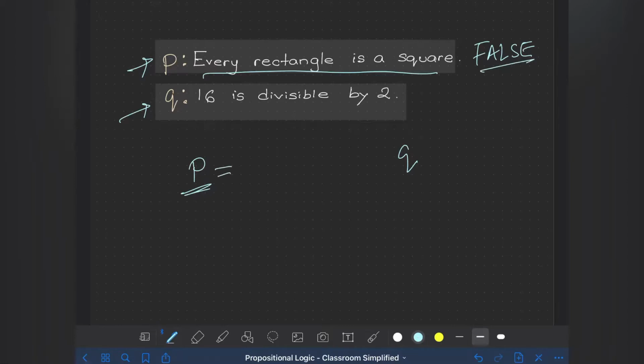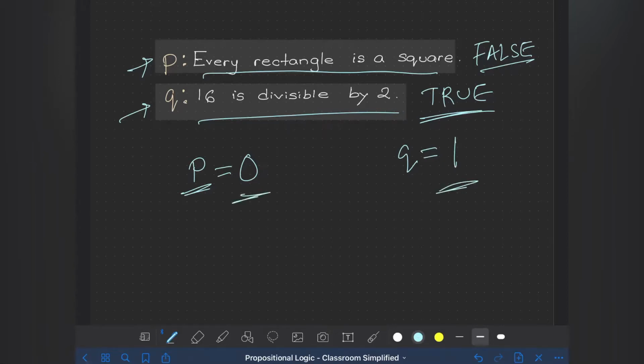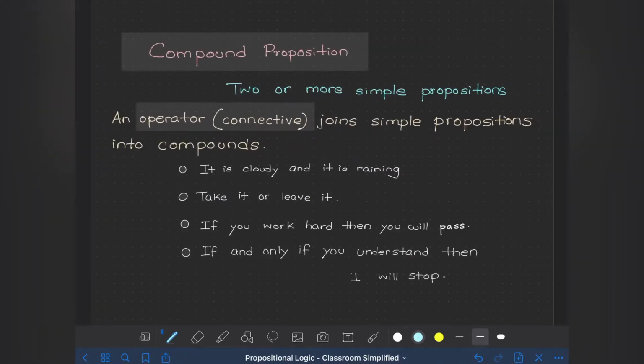So the truth value of p will be termed as 0. Similarly, if I say that 16 is divisible by 2, this statement is of course true, because 16 is divisible by 2, and the truth value of q will be termed as 1. So any value which is true can be termed as 1, and any value which is false can be termed as 0 for that respective propositional variable. Okay, let us see more. Now talking about the compound proposition: a compound proposition is one with two or more simple propositions as parts, or what we will call components.